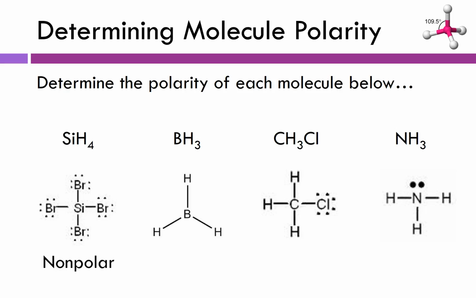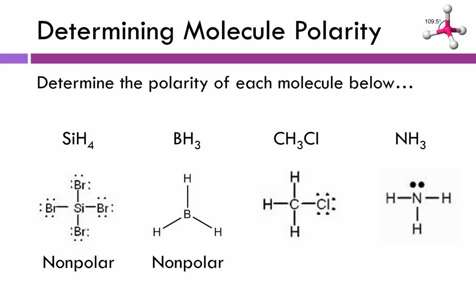You can use a very similar line of rationale for BH3. Boron has no unshared pairs of electrons, and all of the atoms bonded to it are the same. Therefore, this is a nonpolar molecule as well. Let's take a look at CH3Cl. No unshared pairs of electrons on the central atom, so we've got to do a little bit more investigating. Are all the atoms bonded to the central atom the same? Well, no, they're not. Okay, so we've got yet another question.